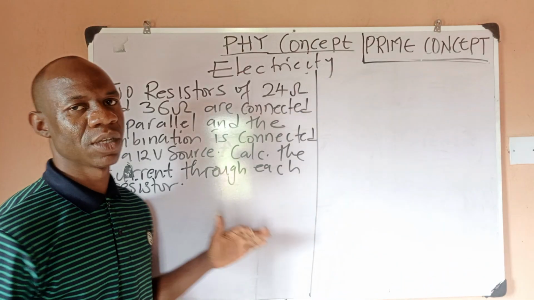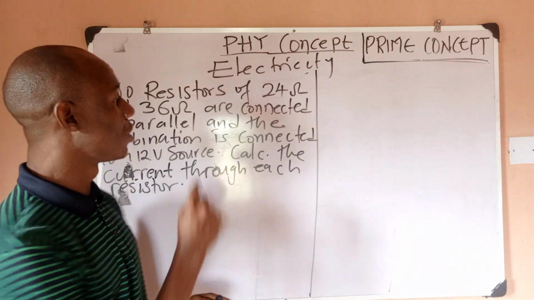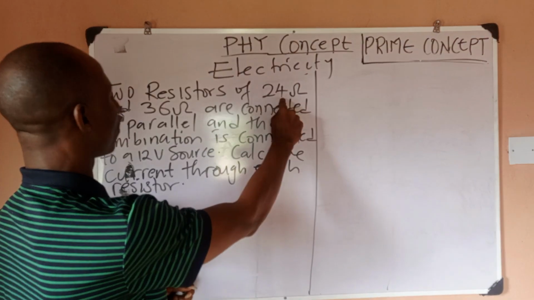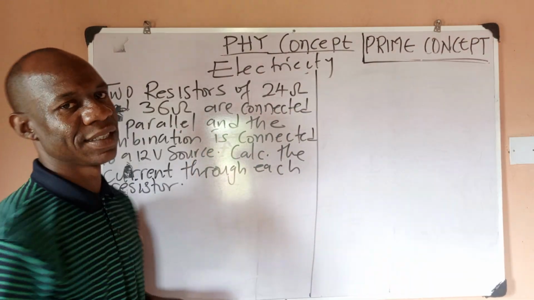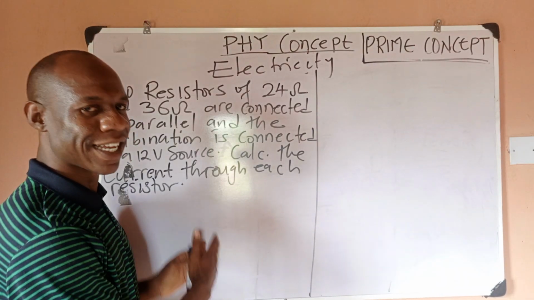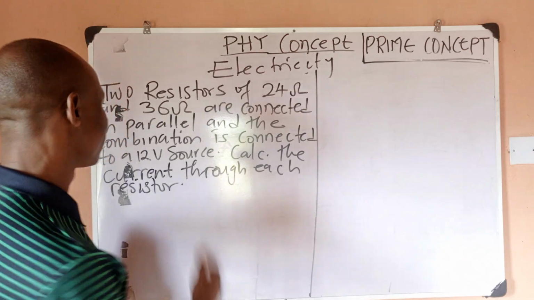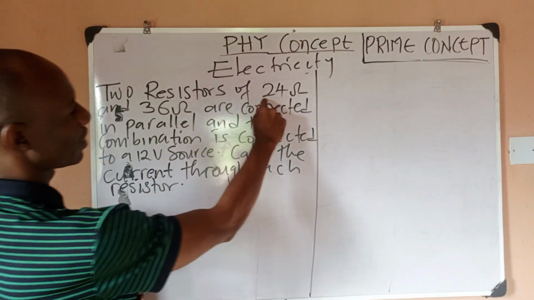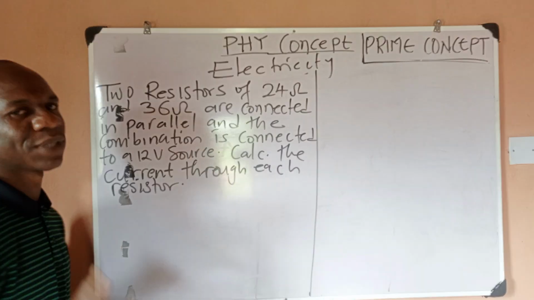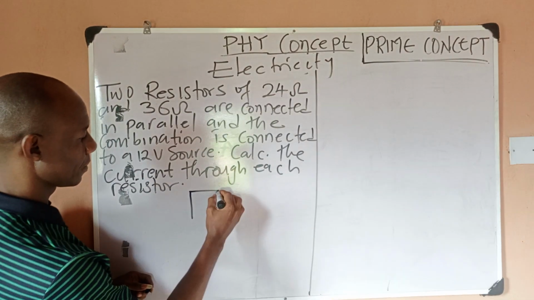Now this is not a question of finding the total current. We want to find the current flowing through the 24 ohms and also through the 36 ohms. And the first thing you want to be able to do here is to draw the circuit diagram. That is one thing that would guide us to be able to solve the problem. Now let's draw the circuit. Remember, 24 ohms and 36 ohms are connected in parallel. So let's draw. Now we have this.